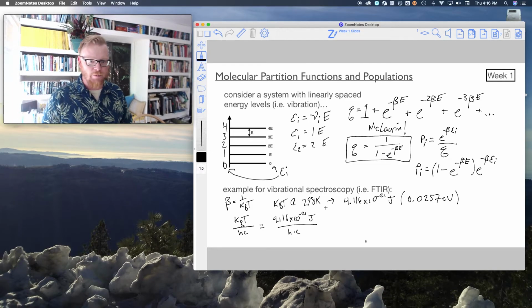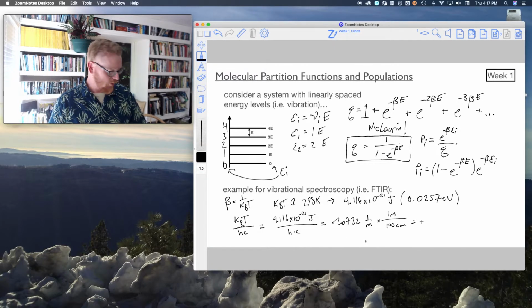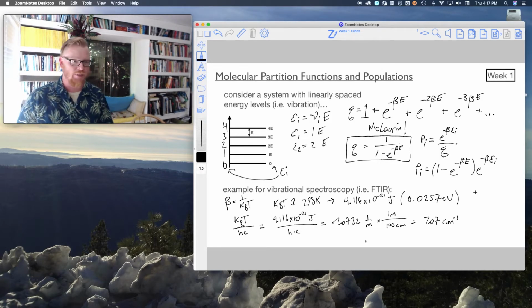Do it out for yourselves, right? Make those calculations happen. Pause the video if you have to. I'm just going to keep moving forward. So when I do that, I get 207.22 1 over meters, and in 1 meter, there's 100 centimeters, so I get 207, we'll just leave it at that, that's fine, 207 wave numbers is the value of K Boltzmann T at room temperature.